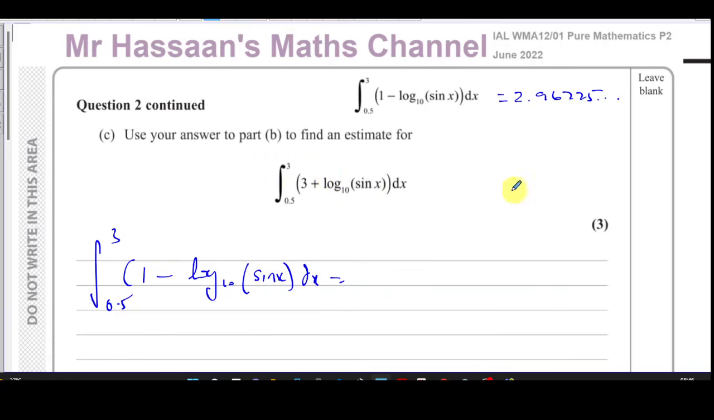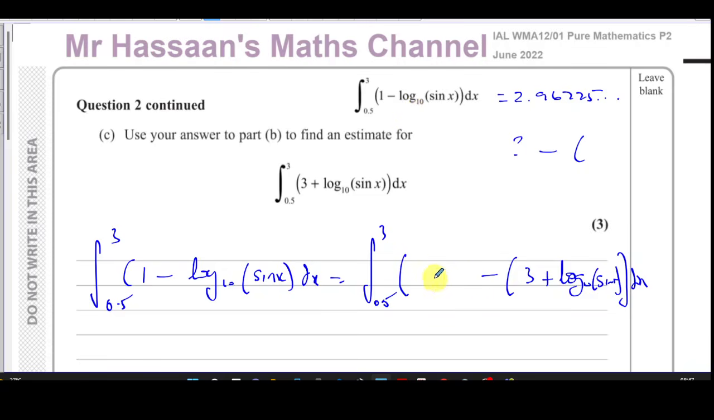So if I take this away from something, if I have something minus that, so we're going to have the integral between 0.5 and 3, I've got to take away what I have there from log to the base 10 sine x. I've got to take away this from something for me to end up with something that looks like that. Now, I can see that if I've got a number 4 here, 4 minus 3 gives you 1, and you end up with 1 minus log to the base 10 sine x with respect to x. So these two are exactly the same.